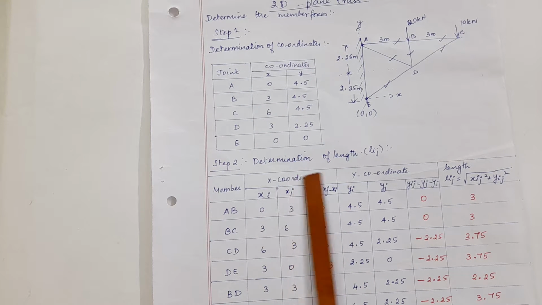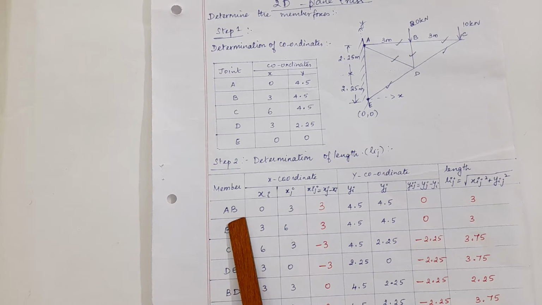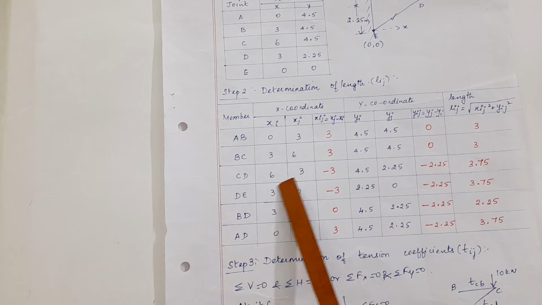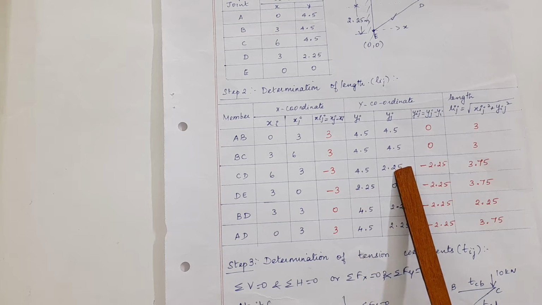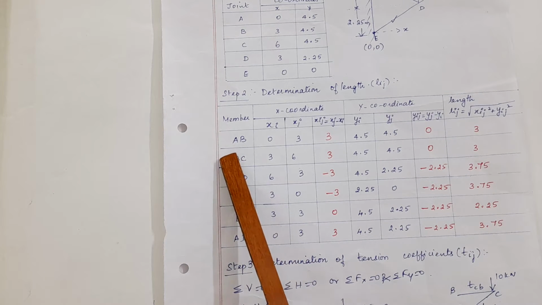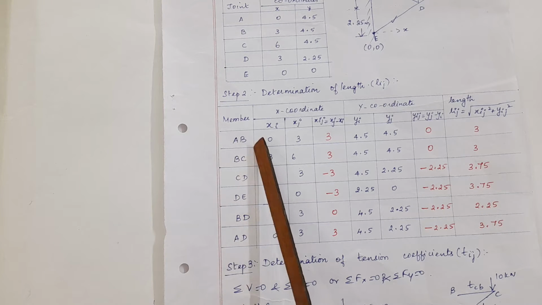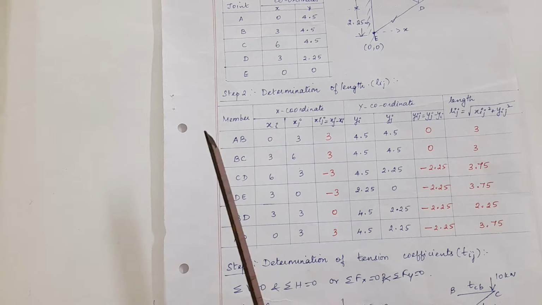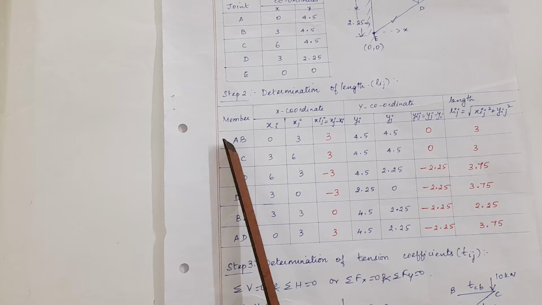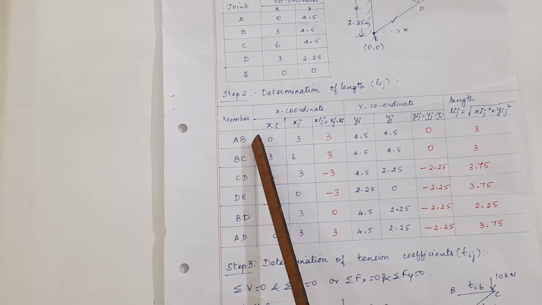My first step is determination of coordinates. Next step is the determination of length. All the members are given one below the other. Here x coordinate is shown, here y coordinate, and the length is mentioned here. So if I am going to write for AB, A is my near end and B is my far end. The coordinates of A will be xi comma yi, coordinates of B will be xj comma yj. That is what is made note here.